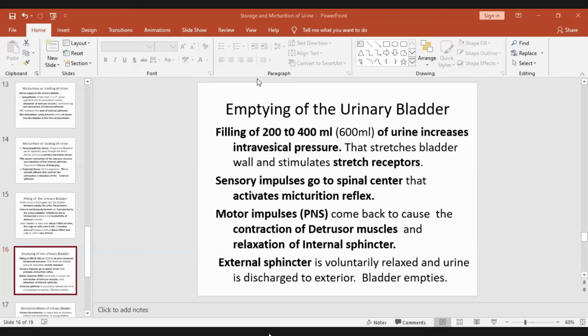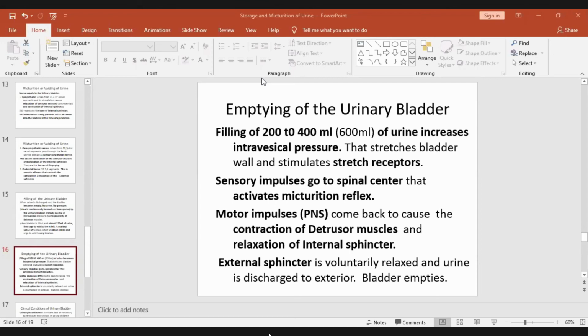The external sphincter is voluntarily relaxed at the time of discharge of the urine to the exterior, and that is responsible for emptying of the bladder.